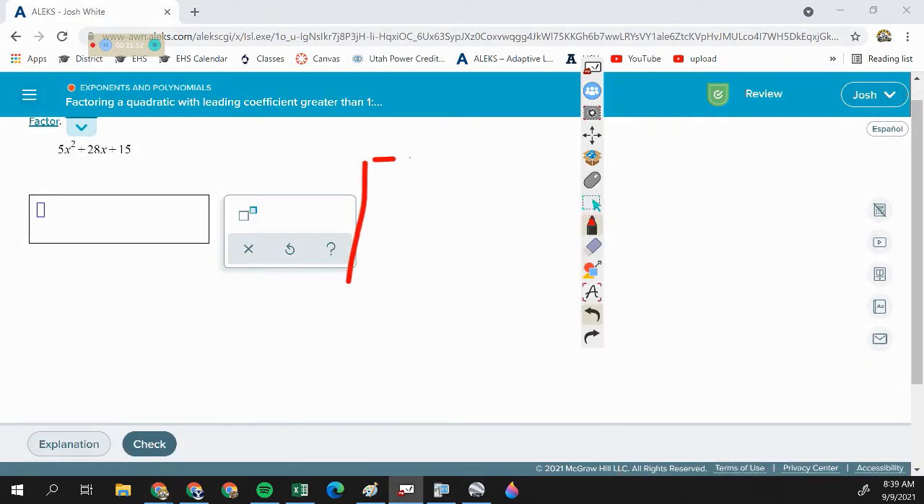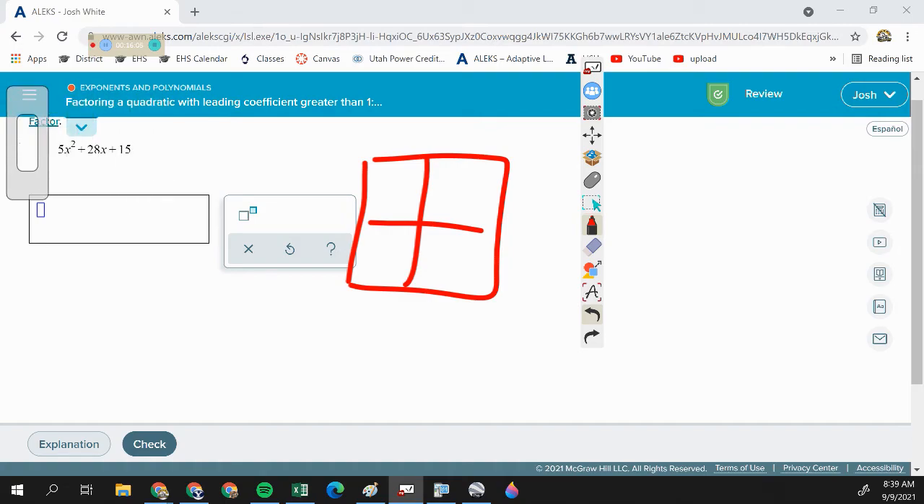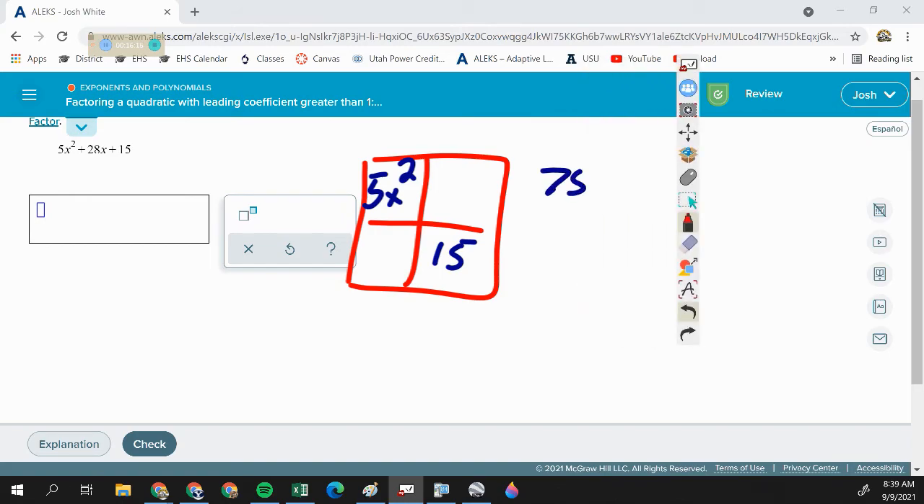Okay. Draw the box. Put in the first one and the last one. Oh, can I take anything out? No. Sometimes you might need to take something out and then factor it, but not in this case. So 5x squared and 15. 5 times 15 is 75. So 75x squared. 1 and 75, 3 and 25, 5 and 15. Will one of those sets give me a positive 28? 3 and 25.